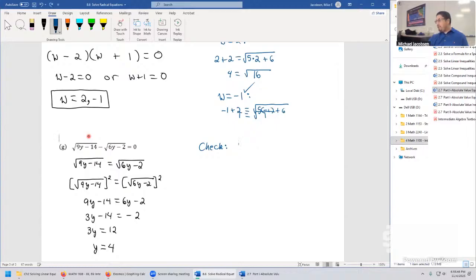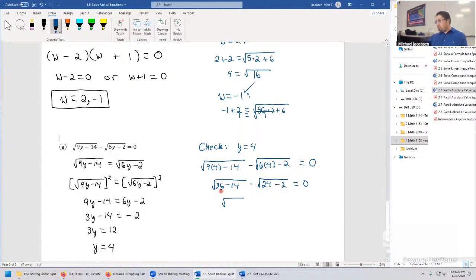When y equals 4, we get over here, the square root of 9 times 4 minus 14, minus the square root, and then another substitution here for y, 6 times 4 minus 2. This has to come out as a 0. So on this portion, it simplifies to 36 minus 14. On this portion, we get 24 minus 2, equals 0. Let's take one more step.